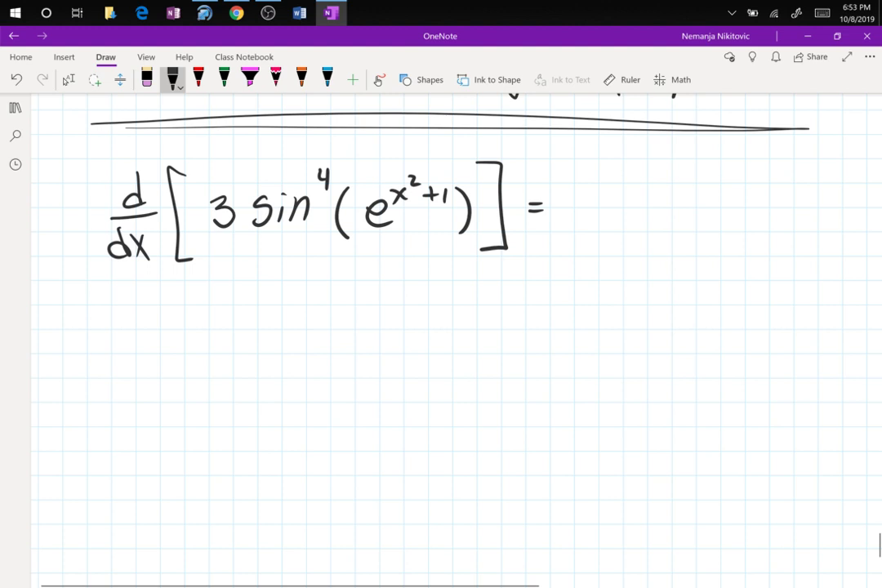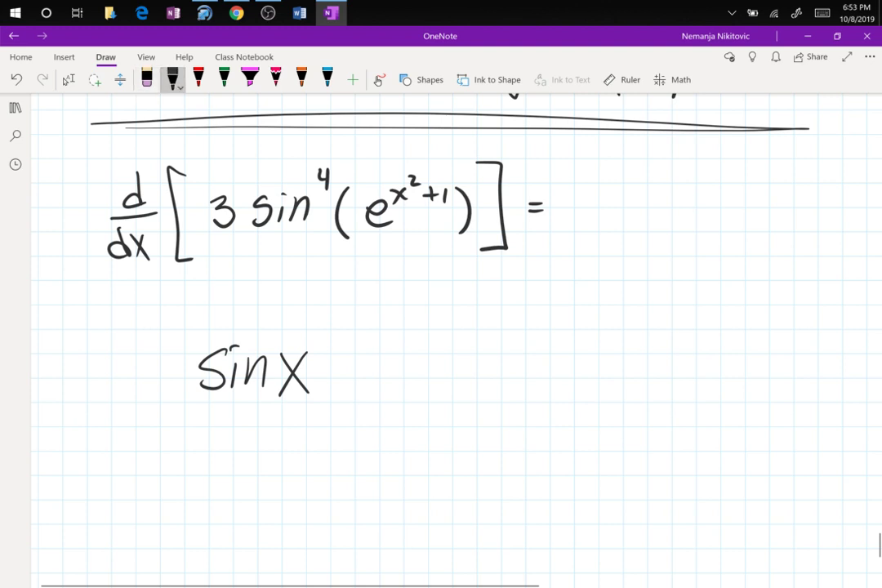You see, sine will have the argument of something, and that something is this whole thing here. So this is not sine times e, because e is within the sine. Make sense?